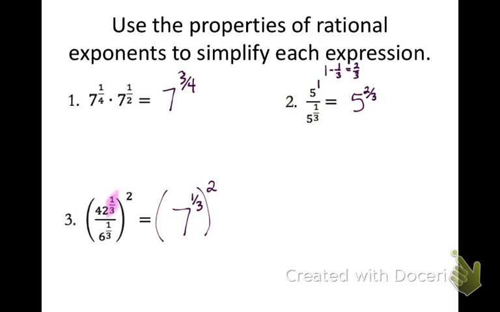So again, notice that our exponents were the same. It stayed 1/3. All I did was take 42 divided by 6. Now I can multiply these exponents. That's our power property. And we get 7 to the 2/3. 1/3 times 2 is 2/3.